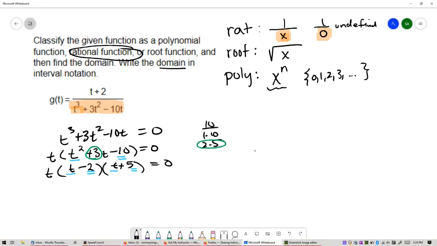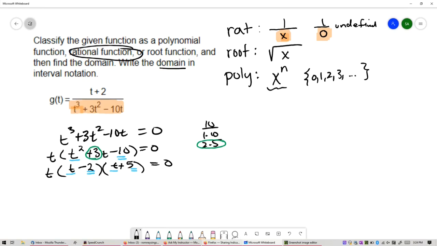So if I were to multiply this out, you would have t squared plus 5t minus 2t minus 10. And when you combine like terms in the middle, 5t minus 2t does give you 3t. So we did get it factored correctly. Once you get it factored correctly, you're going to use what's called the zero product property.